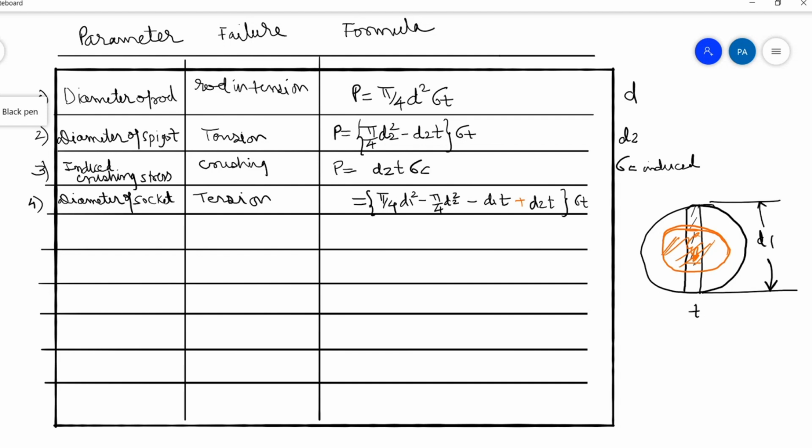So when we modify this formula, what we get? We get pi by 4 in the bracket d1 square minus d2 square, minus in the bracket d1 minus d2, and outside the bracket t. Okay, so you can write it either this way, or the way you are already writing, equal to k.